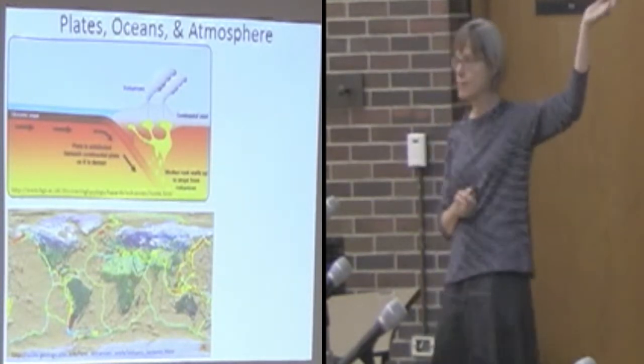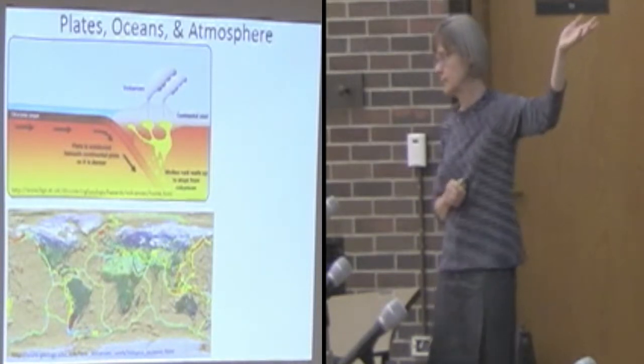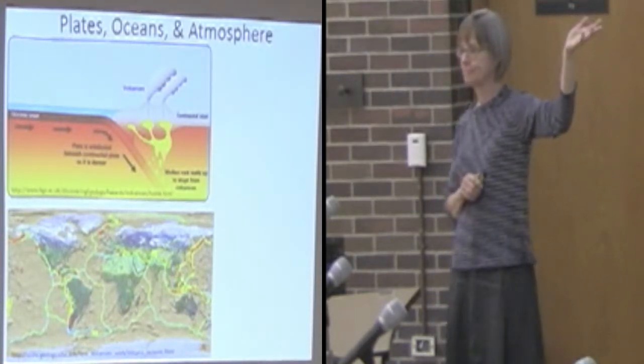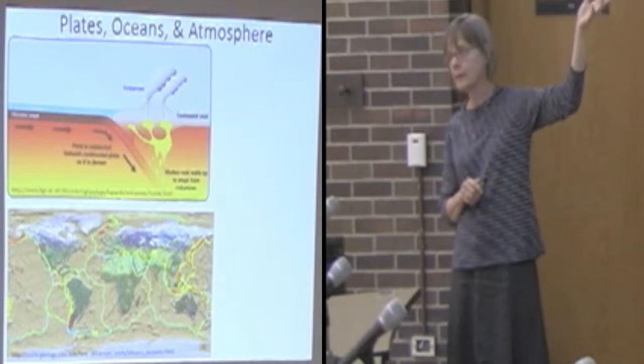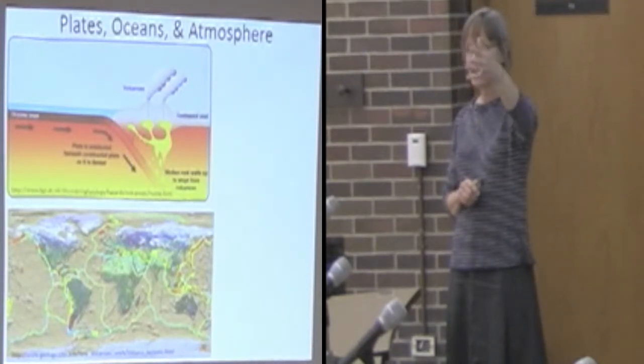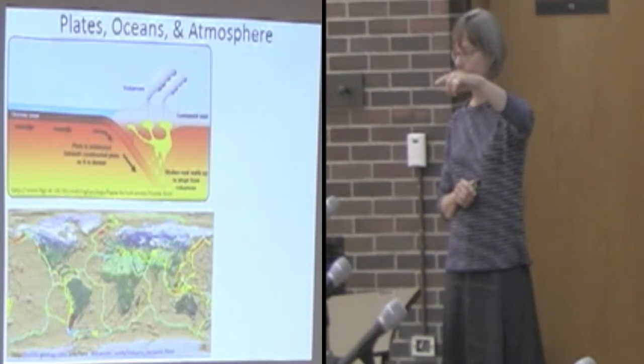What's coming out of the top of the volcano? Besides the magma and the lava. What's this stuff here? Ash or steam? Sulfur dioxide. Other gases? Okay.